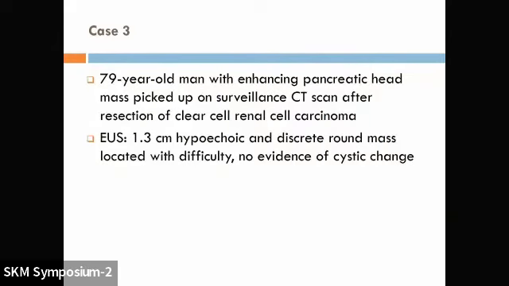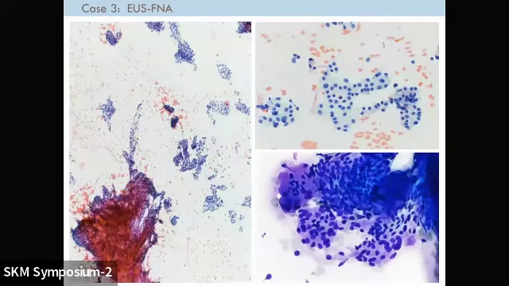Our next case is a 79-year-old man with an enhancing pancreatic head mass that was picked up on a surveillance CT scan after the patient was resected for a clear cell renal cell carcinoma. On EUS, a 1.3 centimeter discrete round mass was identified with difficulty, and it did not show any evidence of cystic change. So these are the cytological smears. Given the history, this is a case that I saw. When I looked at it, I said, oh, this is most likely going to be a renal cell carcinoma.